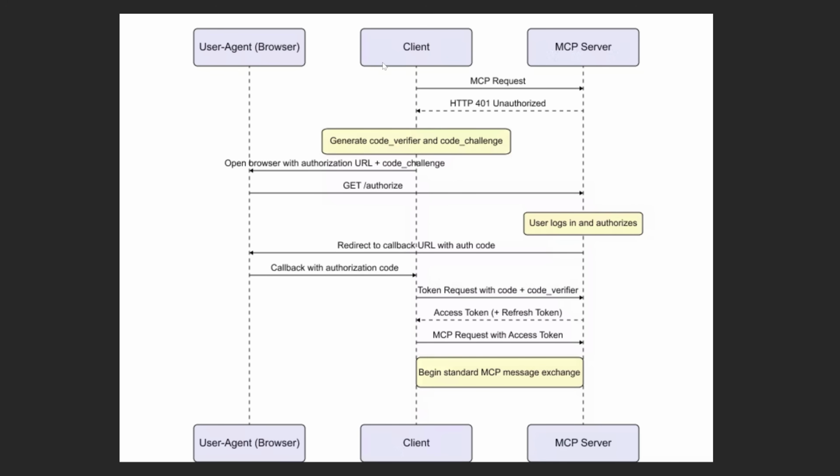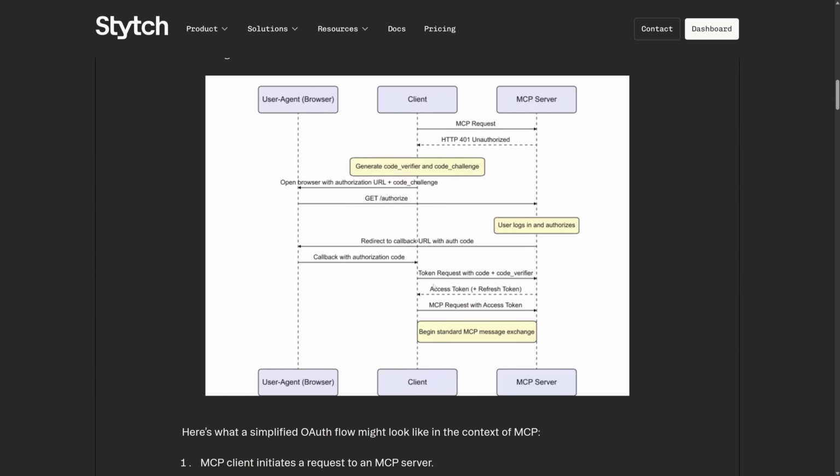Okay, so if we look at this quick diagram, you can see we have some user agent, right? It's a browser. We have some client. So the client sends an MCP request to the MCP server. We get this unauthorized because, hey, we're not signed in. So we generate this sign in link, right? We open the browser with this link. Then we authorize with the MCP server. Okay, user logs in and authorizes. We redirect back with the authentication code. The authentication code is stored in the client. And then the client and the server communicate using that code. So the server knows what client is communicating with it, and then it has permission. Okay, that's the simplified OAuth flow, and you can see that right here.